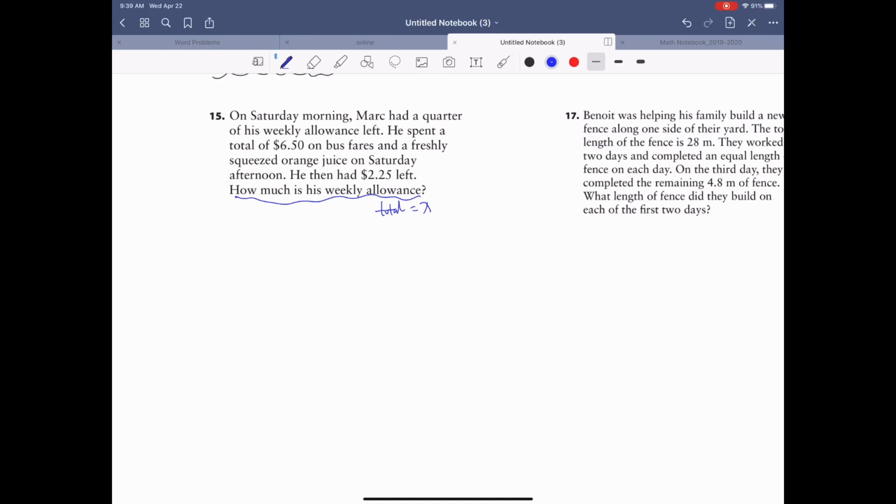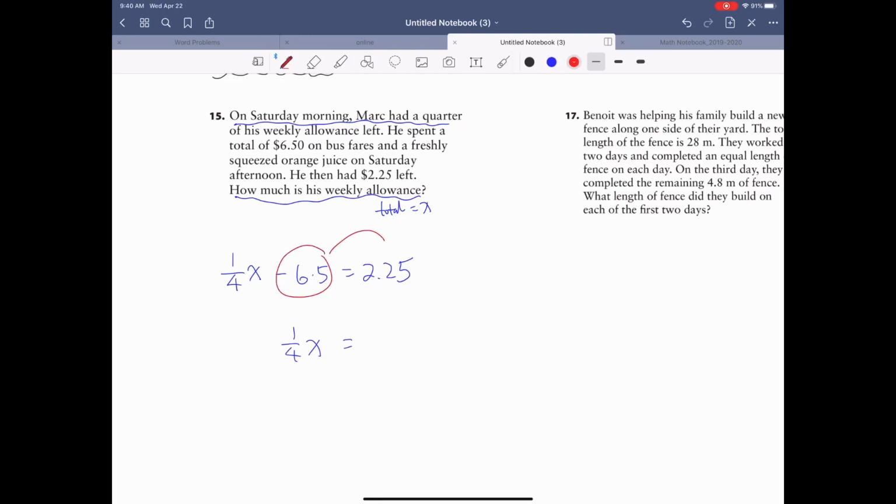Okay, so on Saturday morning, he has a quarter of his allowance left. So he starts off from a quarter of the total allowance. Okay, he spent a total of that much on bus, that much on juice. Oh, okay, so 6.5 on both bus and juice. Okay, perfect. And then he had 2.25 left. Okay, so yeah, just solve it. This is the equation here, so solve it here.